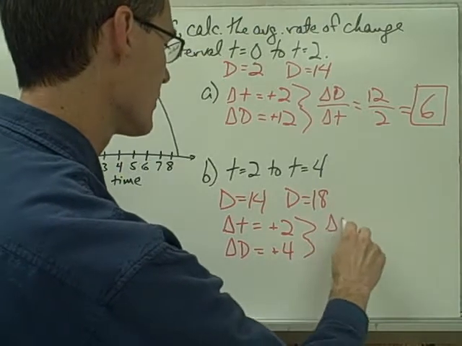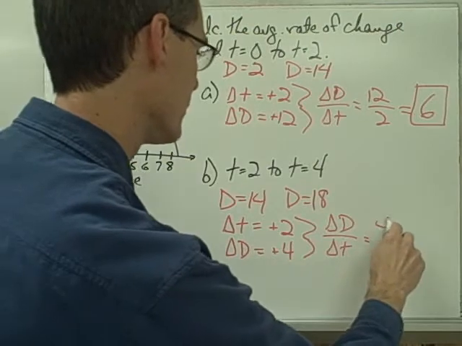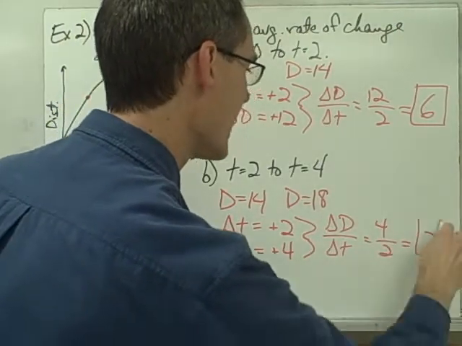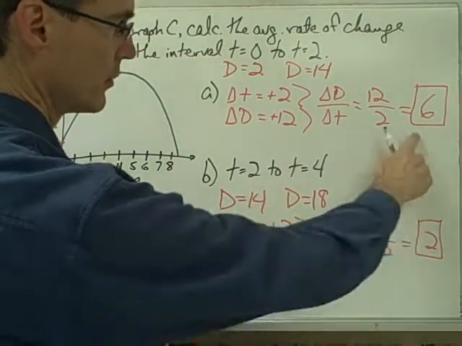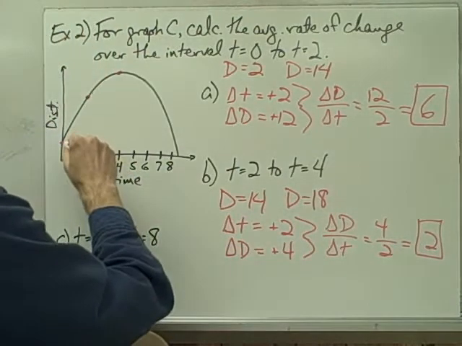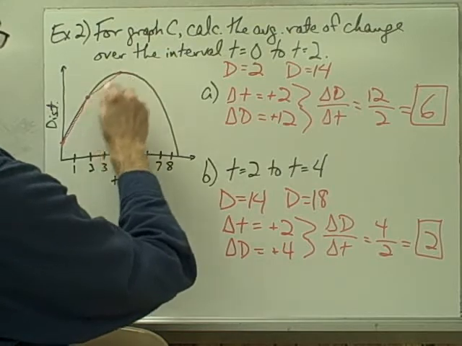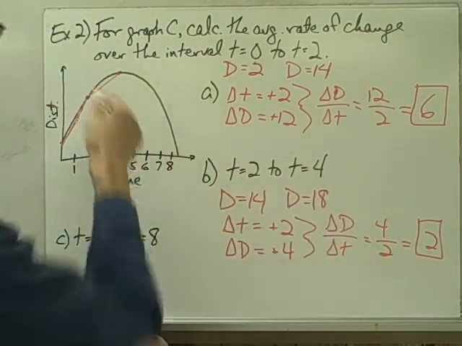I put these together, delta d over delta t. Delta d is 4, delta t is 2. So my average rate of change over this interval is 2. And I notice that's different from this interval here, which kind of makes sense because that rate of change looks different on the graph.